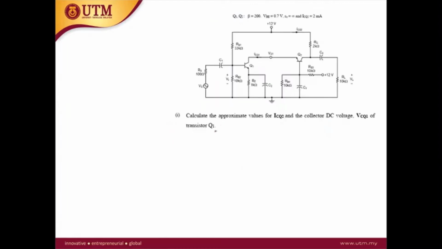Okay, we do the first question. First question is a DC analysis. Calculate the approximate value for ICQ2 and collector DC voltage VCQ1 of transistor Q1. From this circuit, for DC analysis, before we proceed with the calculation, you can remove the input as well as this bypass. Also, this part can be removed. So this is a DC analysis.